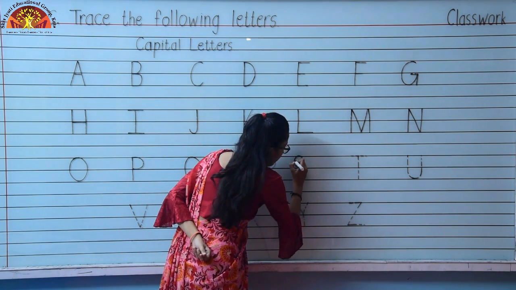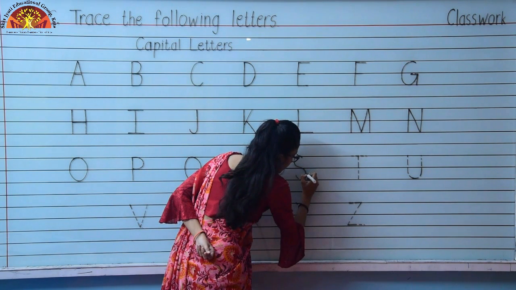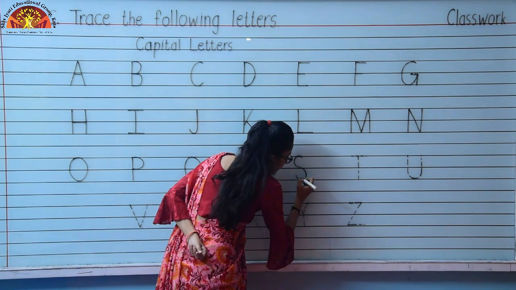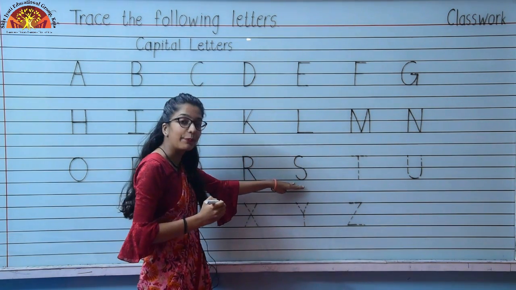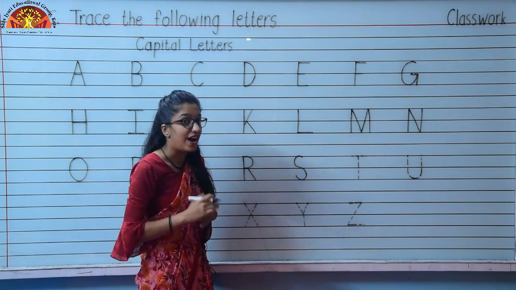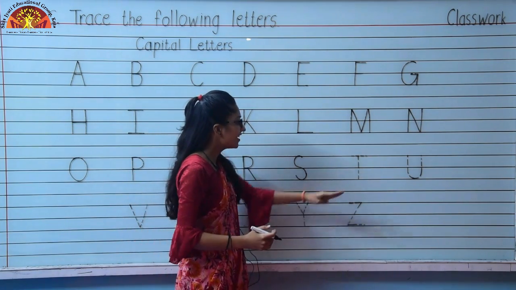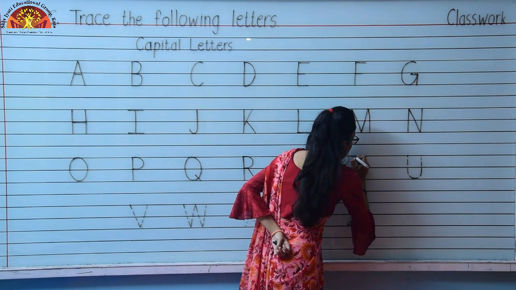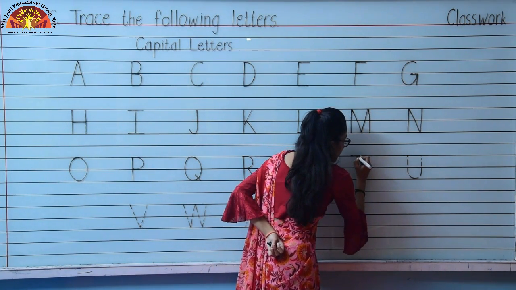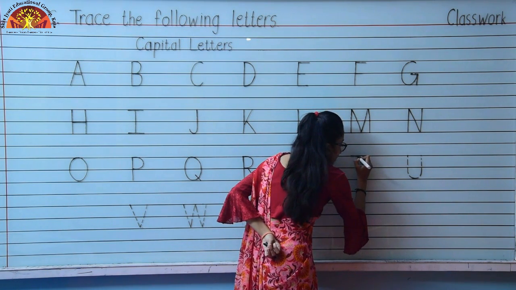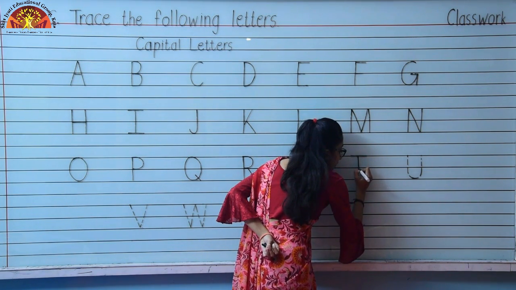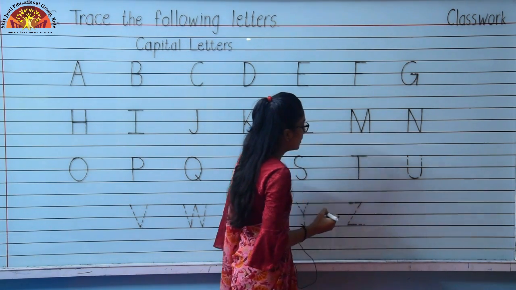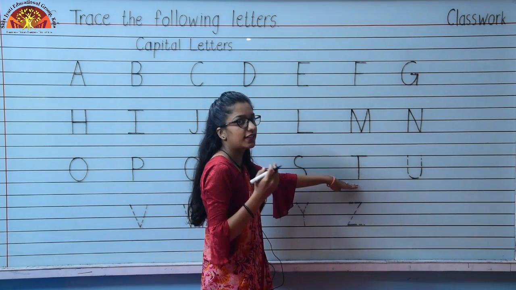Draw curve. One more curve in opposite direction. Like this. Okay. This is capital letter S. Now after S, next letter is letter T. Okay. So draw sleeping line. Then join one standing line. Like this. This is capital letter T.